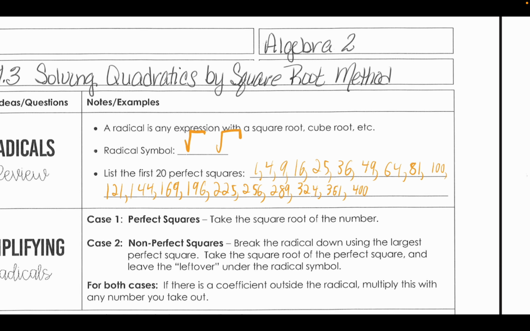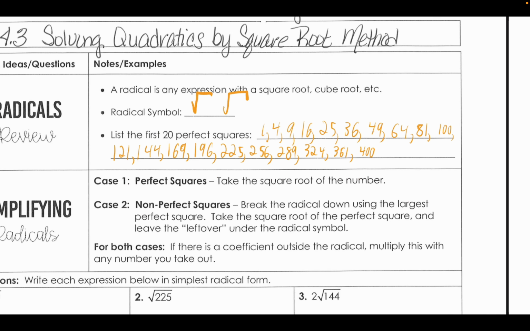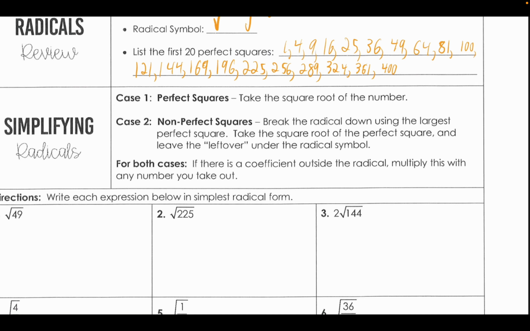And once again, you could keep going if you truly wanted to. There's nothing wrong with that, nothing necessarily right about it either. So when we're simplifying radicals, we have one of two cases. Either it's a perfect square, in which case the problem's pretty straightforward and quick, compared to non-perfect squares, where you have to break the radical down by using the largest perfect square.